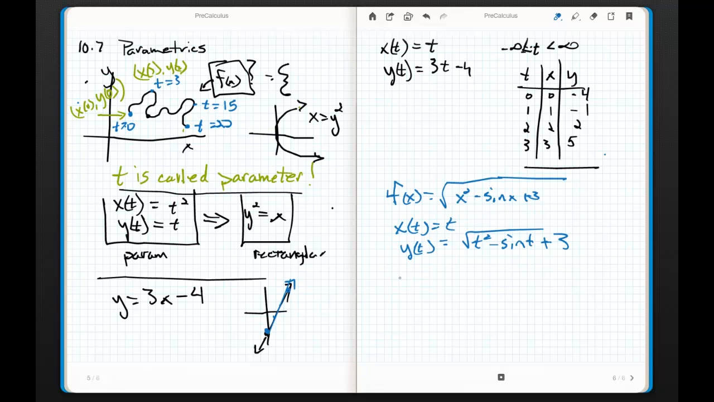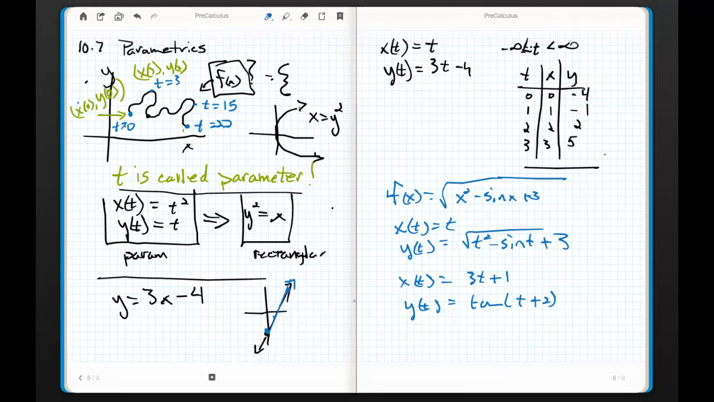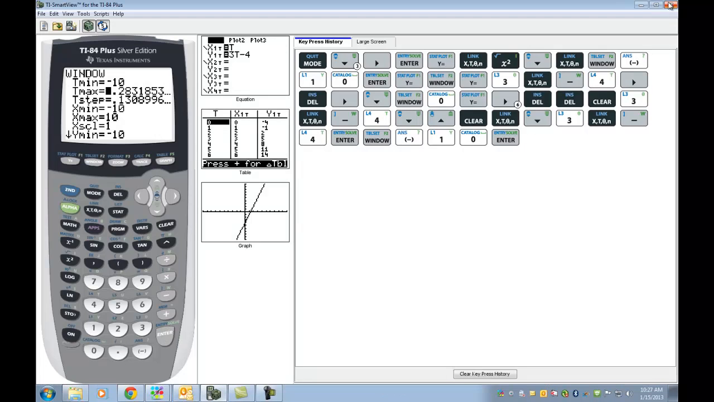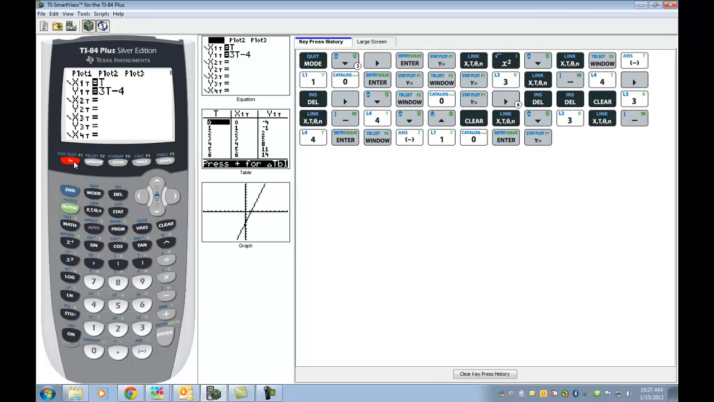What if I had, for example, let's say that x of t equaled 3t plus 1, and y of t equaled the tangent of t plus 2. All right? Let's take a look at what this function looks like first. So what I say, 3t plus 1 and tangent of t plus 2. To be honest with you, I don't even know what that thing looks like. This is too big. I want it small. It doesn't matter.